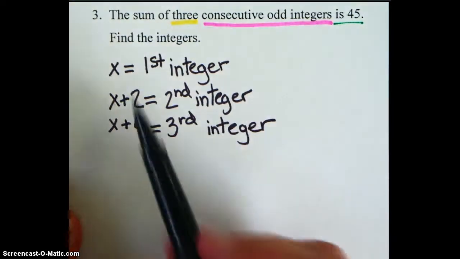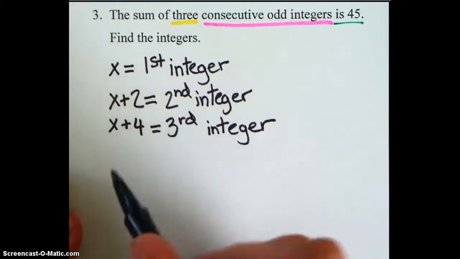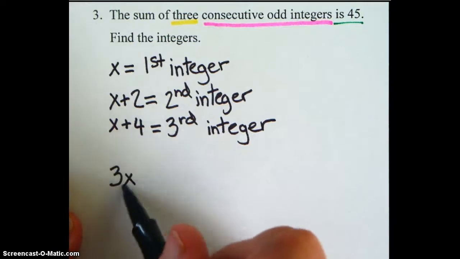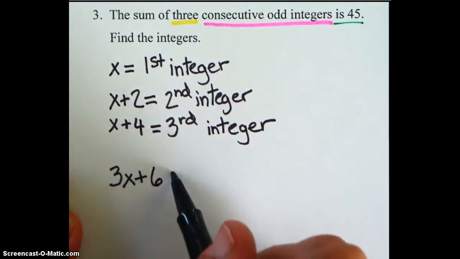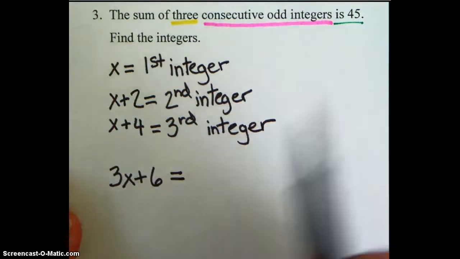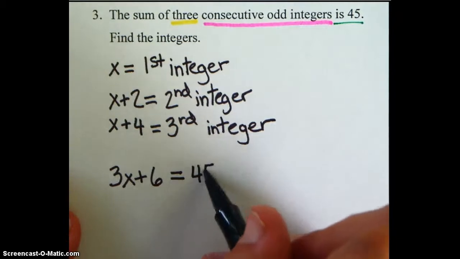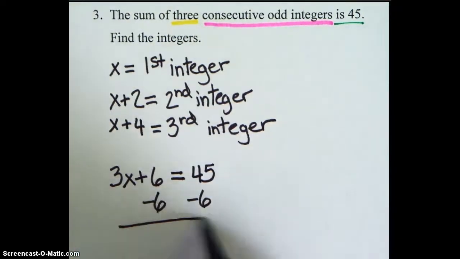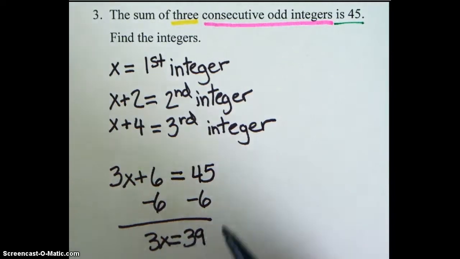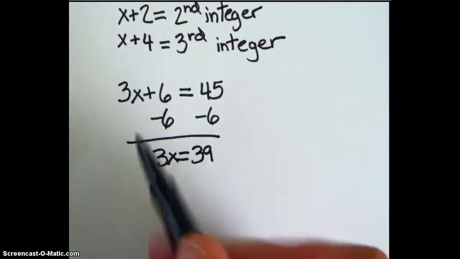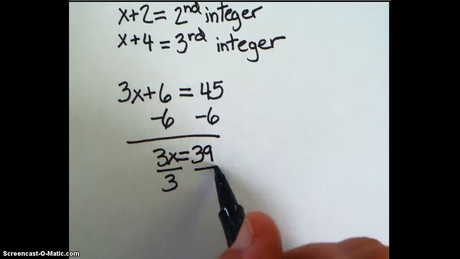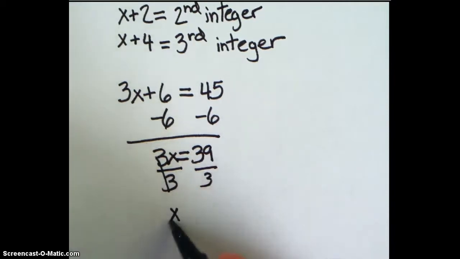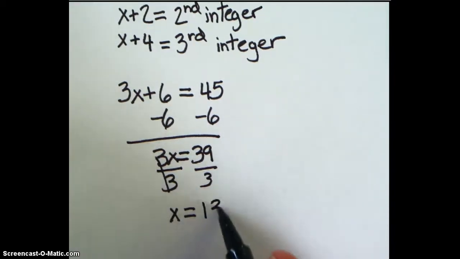The sum of means that we need to add them together. So for our equation, we will have 3x plus 6. The word is means equals, and then it says 45. We will subtract 6 from both sides to get 3x equals 39. And then to get x by itself, we need to divide by 3. That gives us an x value of 13.